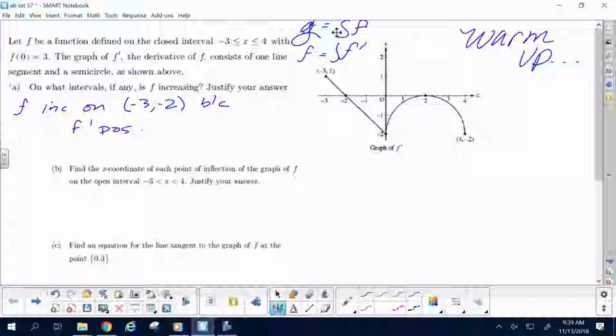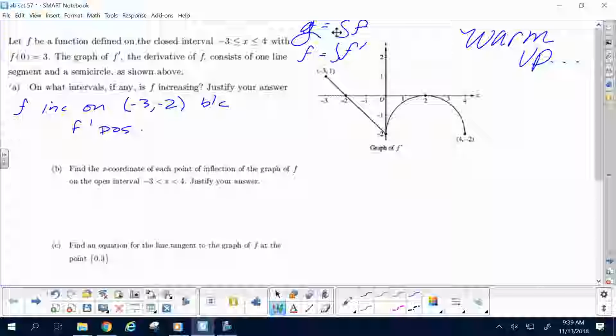Where do you go looking for inflection point? Let's start with the big idea of calculus. Inflection point is where the second derivative changes sign. Okay, and then let's work towards what they're giving us.